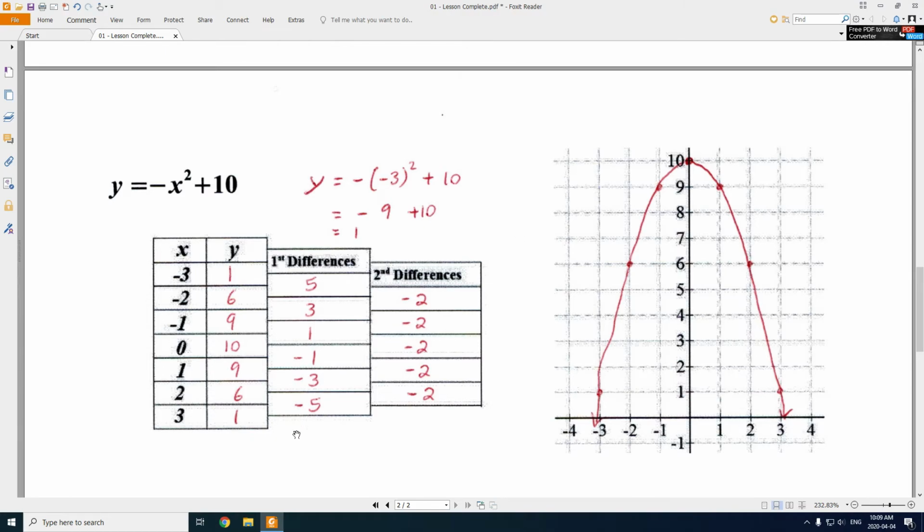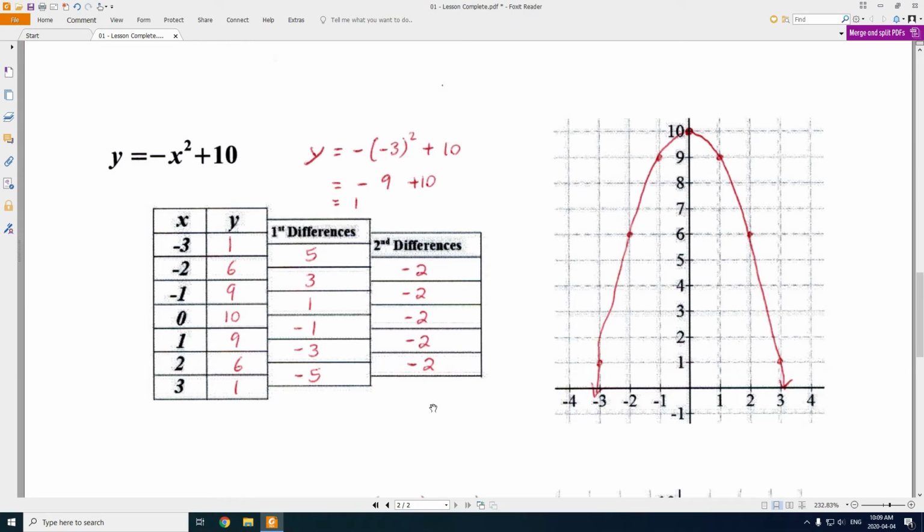If we go through and look at our differences, subtracting upwards, the first differences are not the same. It's obviously not linear. We do it again, second differences. Okay, these are all the same, which is what we expect. That has to happen for a quadratic equation. So it is quadratic. We also notice that they're negative here, which matches up with that coefficient. For the other ones, they were opening up and it was positive second differences.